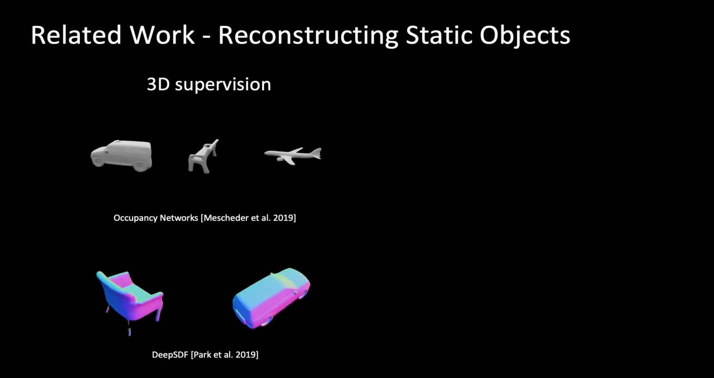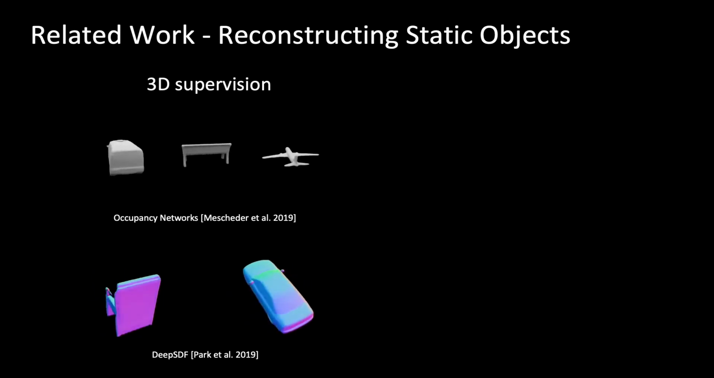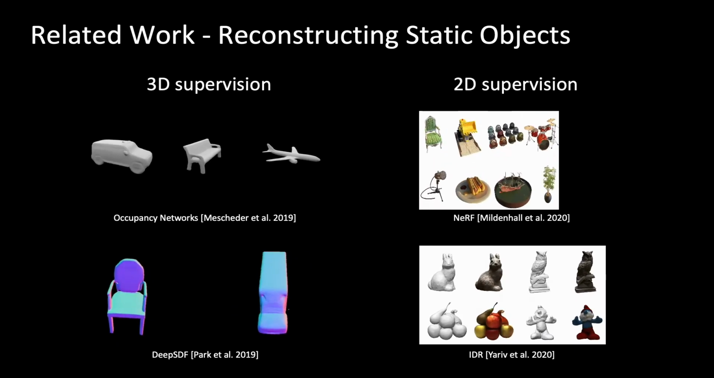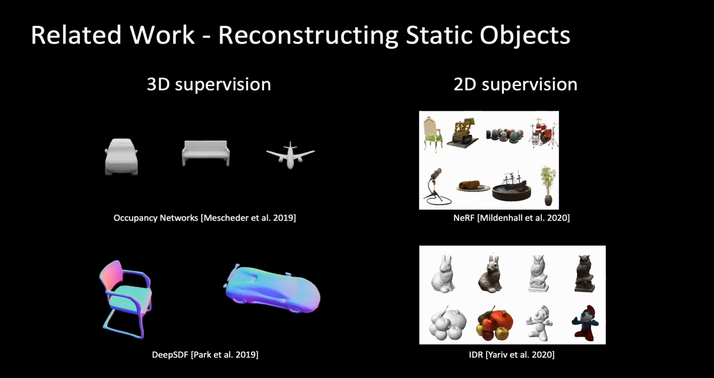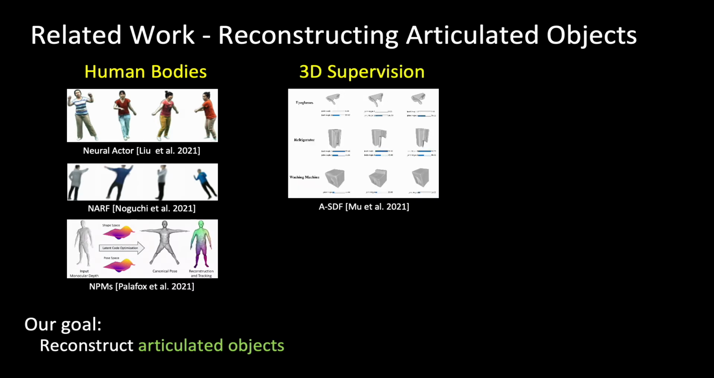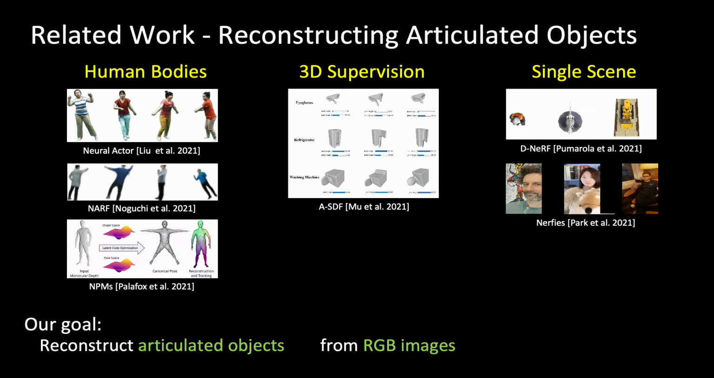Most prior work is on static objects, from learning to map shape codes to 3D objects, to recovering geometry and appearance for a single scene via differentiable rendering. For articulated objects, many methods model shapes with strong priors and large datasets like human bodies, but we aim for more generic objects. ASDF requires 3D supervision, whereas we only use RGB images and also model appearance.